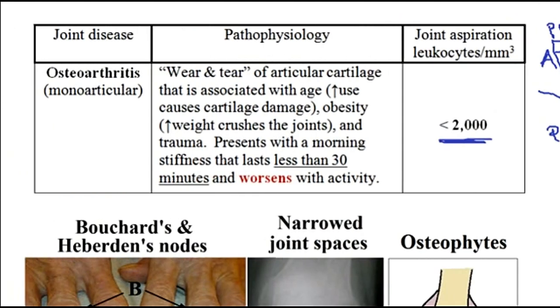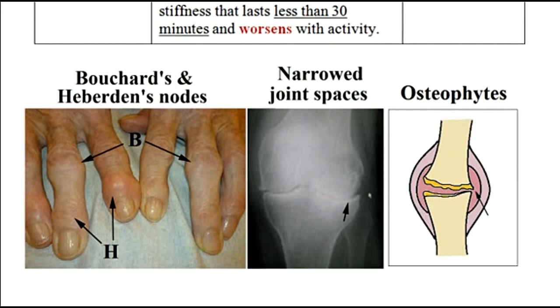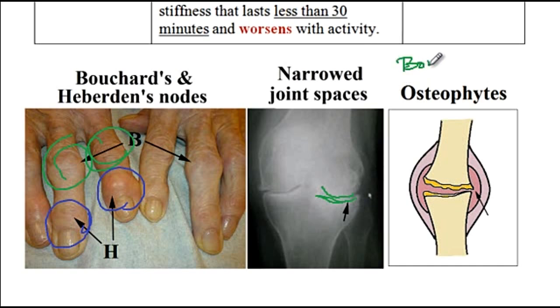So back to the image I had for you here. Heberden's, you can see that they're in the distal interphalangeal joints, while Bouchard's are in the proximal interphalangeal joints. And then here I have an x-ray that shows you that there is a narrow joint space, so you can see that the bones are now rubbing on top of each other, and so that's why the bone pain worsens with activity. And then another feature of osteoarthritis is the presence of bony spurs, which are referred to as osteophytes. And so here is an example of a bony spur in osteoarthritis.